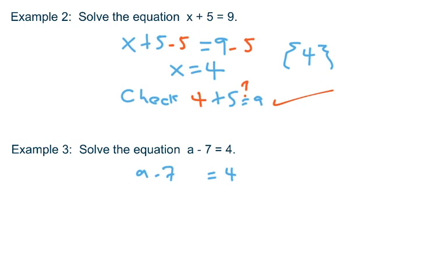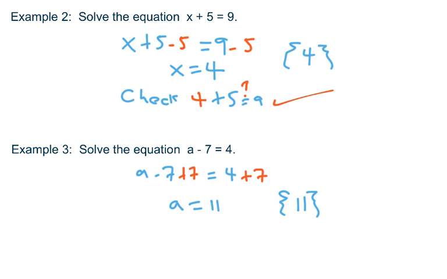That will leave the solution unchanged. So I might think about, well, what could I do to get rid of the negative 7 on the left? And sure enough, if I add a 7, that would get rid of the negative 7 on the left, and as long as I do exactly the same on the right side, I will keep the equation balanced. A minus 7 plus 7 is A. 4 plus 7 is 11. The solution set is 11. And we'll just check this one verbally. If you substitute the 11 for the A, 11 minus 7 really is 4. So that is the solution.